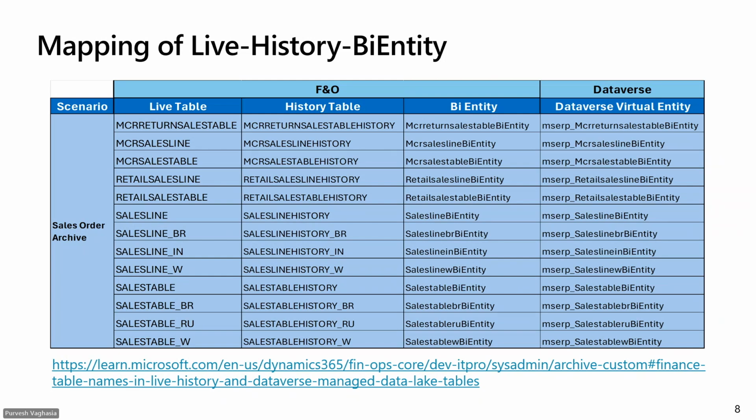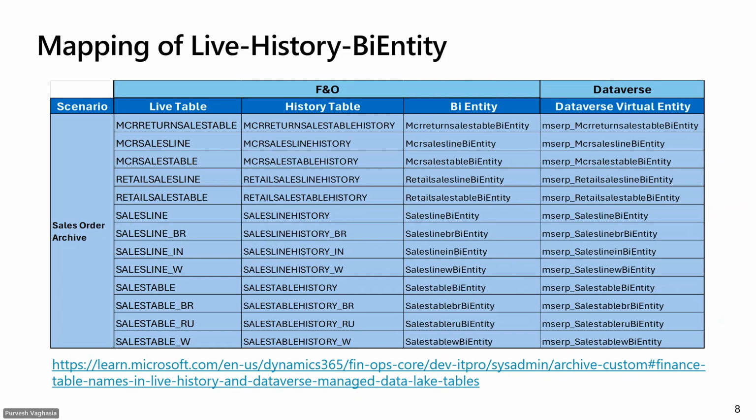and the mapped history tables, and you can see also the mapped BI entities and the Dataverse virtual entity. Now, this is just an example of sales order. We have posted here in the link a list of all the scenarios that are available in the public preview, and they're mapping a list of tables, history tables, BI entity, and the Dataverse.